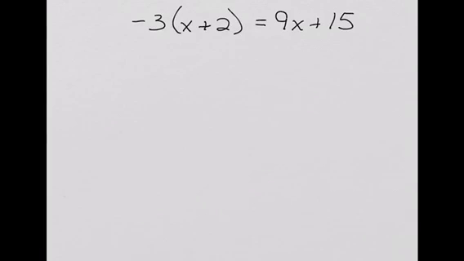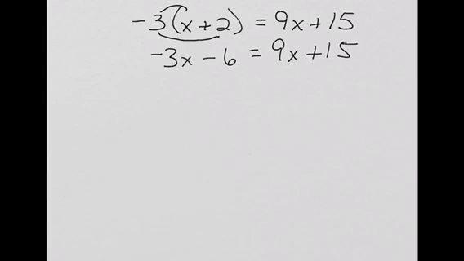Now, finally, for our last one, hey, it's a problem with parentheses in it. What are we supposed to do first? We're supposed to clear the parentheses. And remember, that usually means do the distributive property. So we're going to distribute this negative 3 to both of these. So we get negative 3x minus 6 equals 9x plus 15.